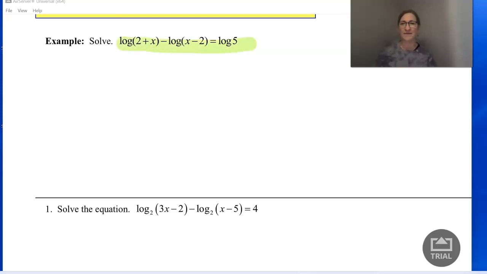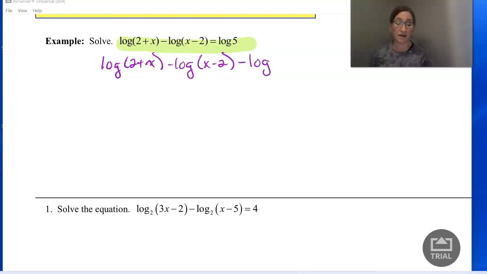So we're going to go ahead and bring that log 5 over to the left-hand side. And that's going to look like log(2 + x) minus log(x - 2) minus log 5 is equal to 0. So now we can put this into a single log. I have two subtraction signs.